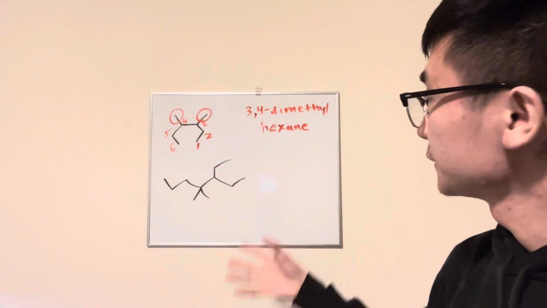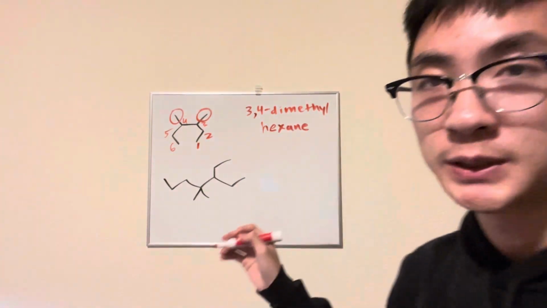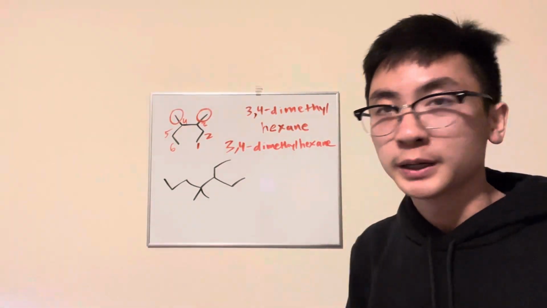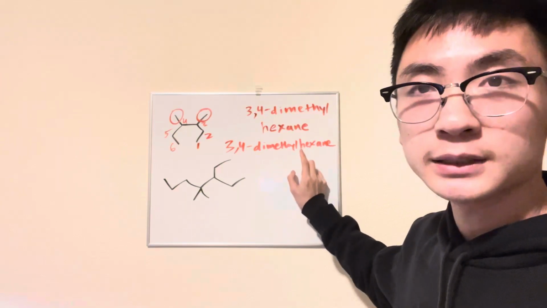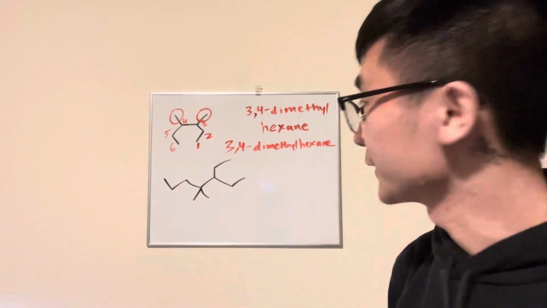The very last step is to just combine these fragments together to give us our final answer, which is going to be 3,4-dimethylhexane. And the reason why we don't put dashes between the 3,4-dimethyl and hexane is because these two things here are letters, and we do not put dashes between letters.